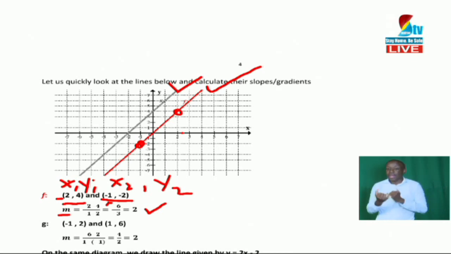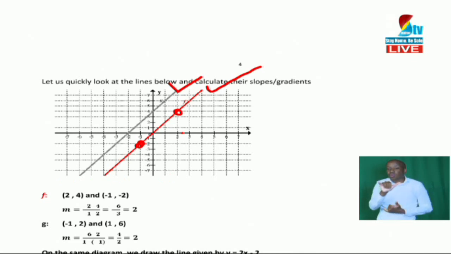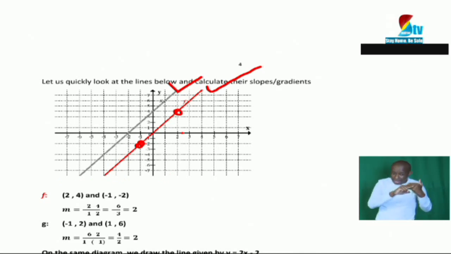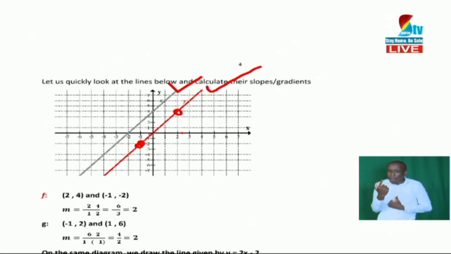Let us go on to the next line, line G. With respect to line G, we are going to pick 2 points as well, and our points of interest are -1,2 and 1,6. Let us show where they are on the line. -1,2 is right there, and then the next one, 1,6, is right there. Now let us repeat the same process as we did with the first one.